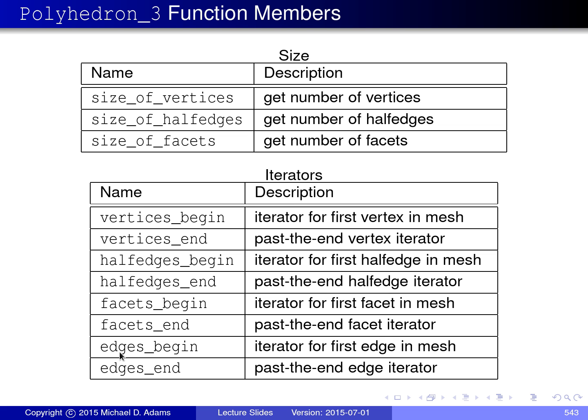Although in the case of edges_begin and edges_end, again, the name is a little bit misleading. There are no edges that are explicitly represented in the Polyhedron_3 class. Edges are referred to by their corresponding half-edges. So edges_begin and edges_end return edge iterators, but the edge iterators are really referring to half-edges. It's just that when you're using an edge iterator, you only visit half of the half-edges. You only visit one half-edge for each edge.